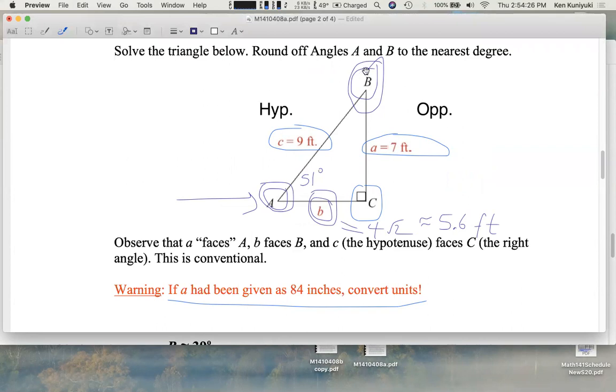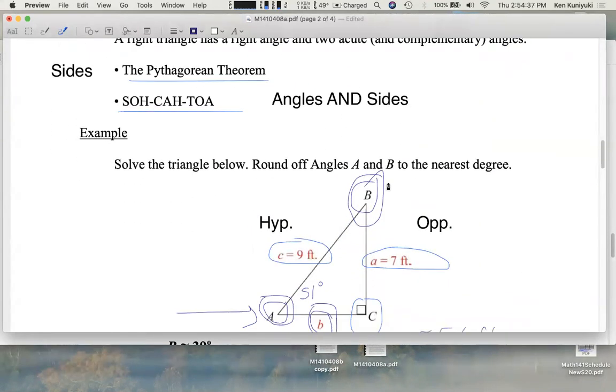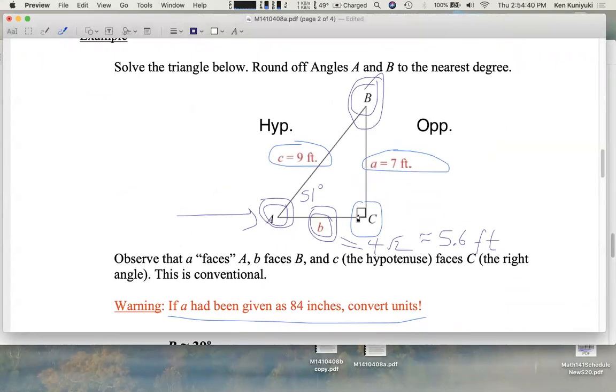Now for angle B, we could use SOHCAHTOA again, but let's do something even easier. Remember, the 2 acute angles of a right triangle are complementary. We're basically using the 180 rule for triangles in general. 90 degrees will be taken up by angle C. So angle A and angle B have to add up to 90 degrees. They're complementary. So we subtract 51 degrees and 90 degrees from 180 degrees, or just subtract 51 degrees from 90 degrees.